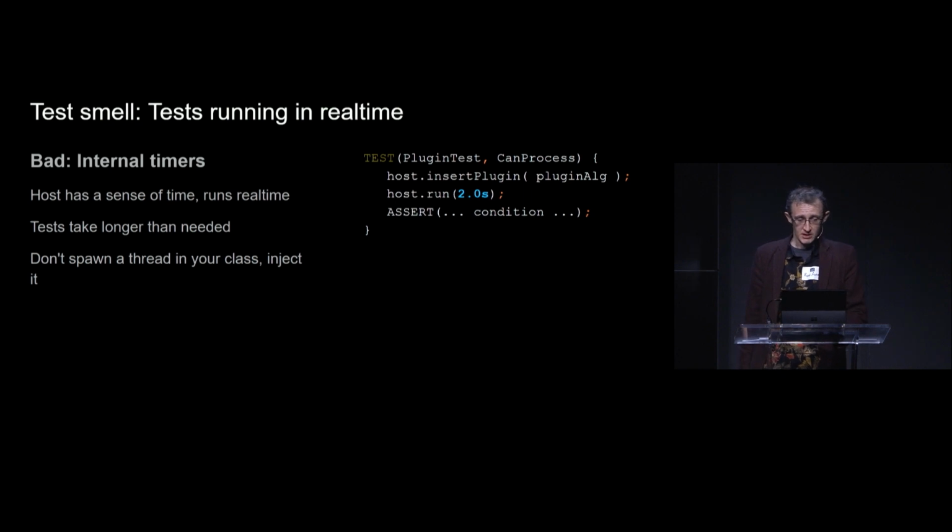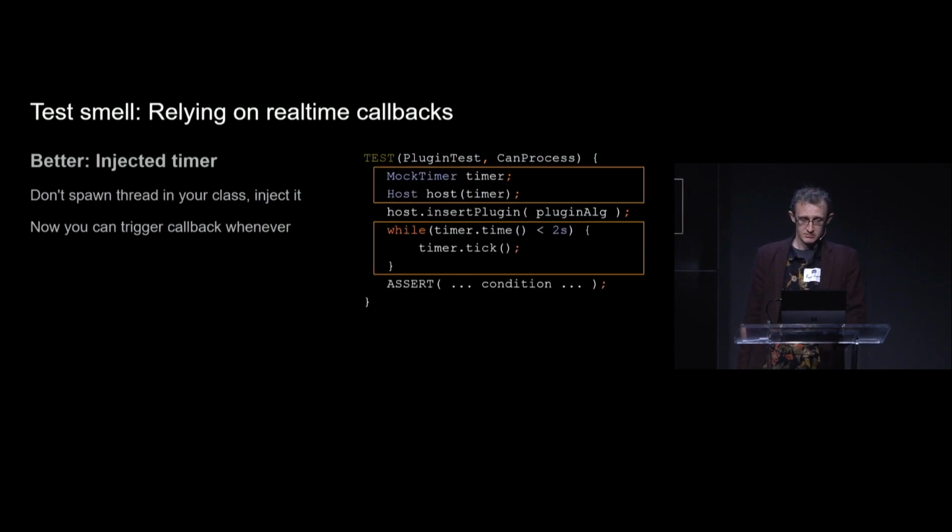So the solution we want to go to is dependency injection. We want to inject our timer into whatever is depending on this timer. Thus, with this one little change, now we can run our code faster than real time in our tests. This is very powerful. Give them mocks. Don't use a real timer. Use a mock timer. We can tick it on our own cadence rather than having to wait for wall clock time.